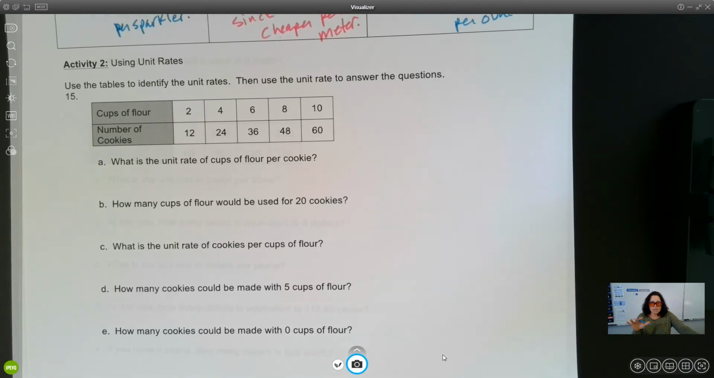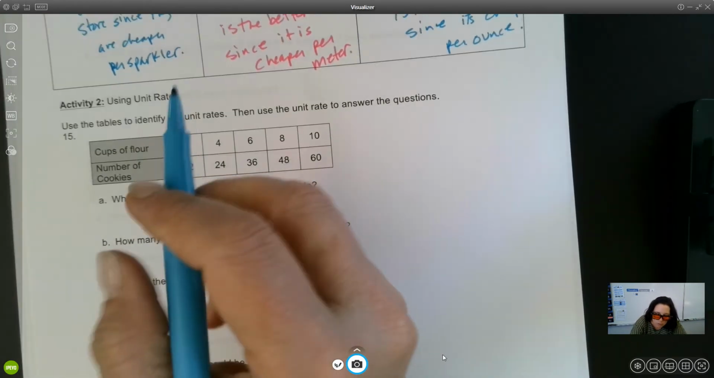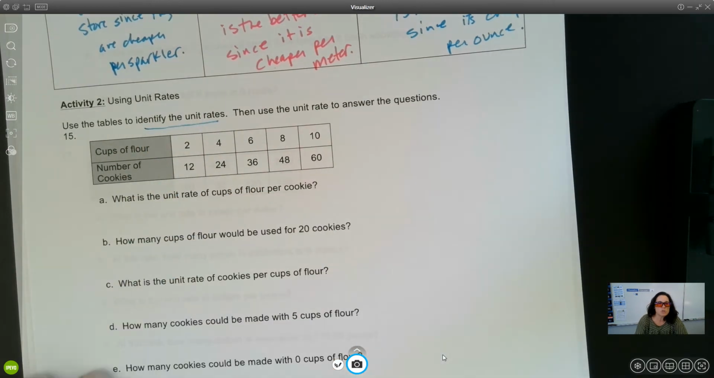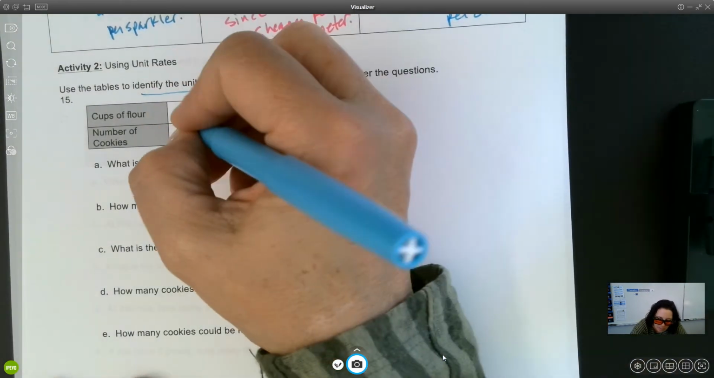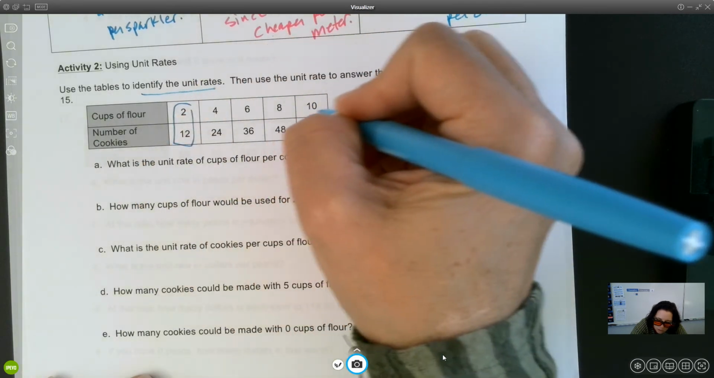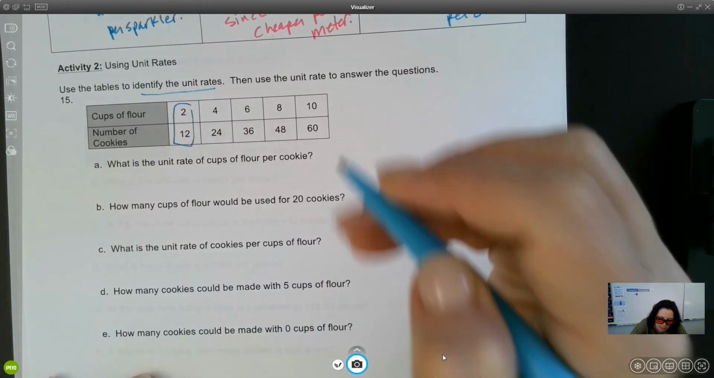If you're just starting to get it on the second one, or the second one confuses you, you probably want to stick around for the third one and see how you feel. All right, let's look at this guy. Use the tables to identify the unit rates, then use the unit rate to answer the question. So identify the unit rates. Remember, there are 2 unit rates from the last lesson we did. It doesn't matter which one you look at. I'm going to look at this one.